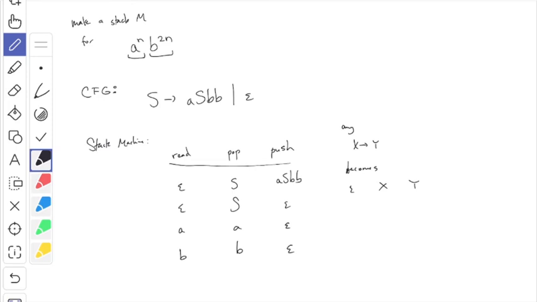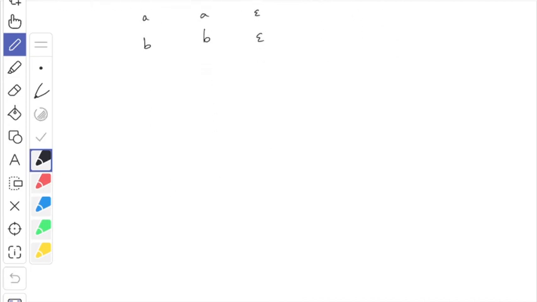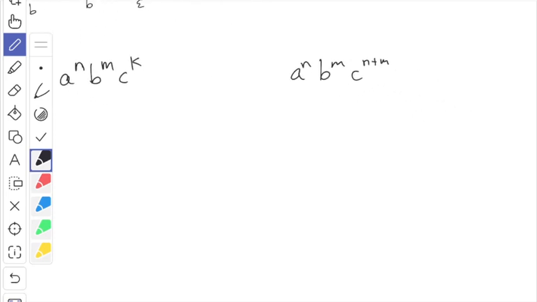Professor, can you do another one where the exponent variables are different? Where it's like A to the N, B to the M, and then C to the something? Sure. So how about A to the N, B to the M, C to the K? This is one in which all three are different. Let's also try A to the n, B to the m, C to the n plus m. And just for fun, let's also try A to the n, B to the n, C to the n. Let's make a stack machine for each one of these.